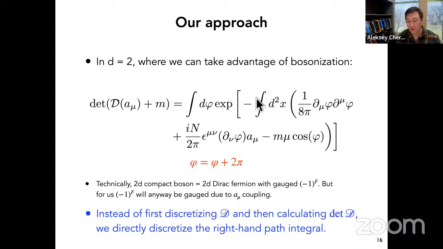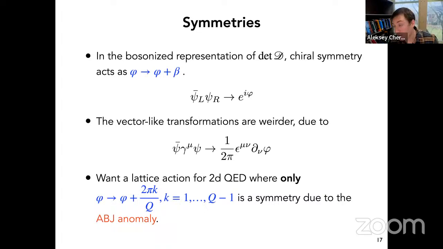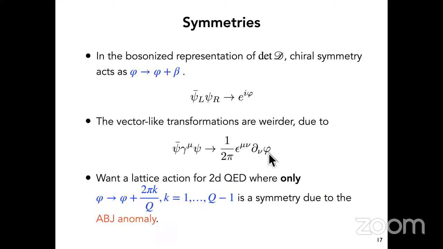So let's see. In the bosonized representation of the determinant of the Dirac operator, the chiral symmetry acts by shifts on this compact boson. And the fermion mass operator, psi bar L psi R, maps to e to the i phi. So this thing is supposed to rotate under chiral symmetry, and this thing rotates under chiral symmetry as well. So that's how the U1A classical symmetry is supposed to act. The way that the vector-like transformations act is kind of weirder, and I'll say it more precisely later. The reason it's weirder is that the vector current maps to a winding current for the scalar. So we'll deal with that soon, okay?